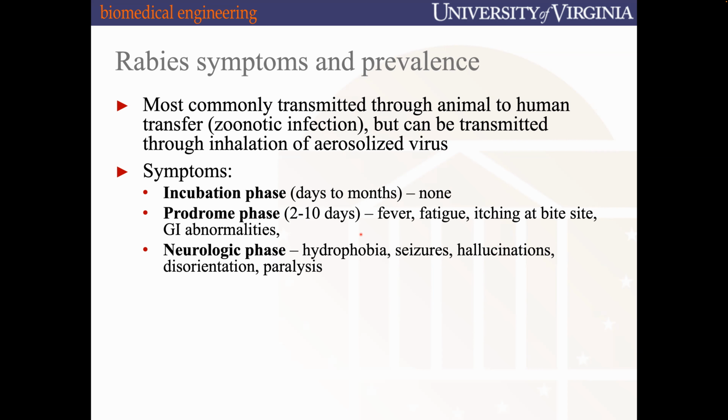And then following this prodrome phase, we have the neurologic phase. This is when the virus actually makes it up to your brain and starts infecting different neural cells in your brain, such as in your hippocampus, your brainstem, and other nerve cells. This can cause the canonical rabies symptom, which is hydrophobia, or fear of water. But this also causes a lot of other more serious symptoms, such as seizures, hallucination, disorientation, and paralysis. This phase is relatively short as well before ultimately leading to a coma or fatality.